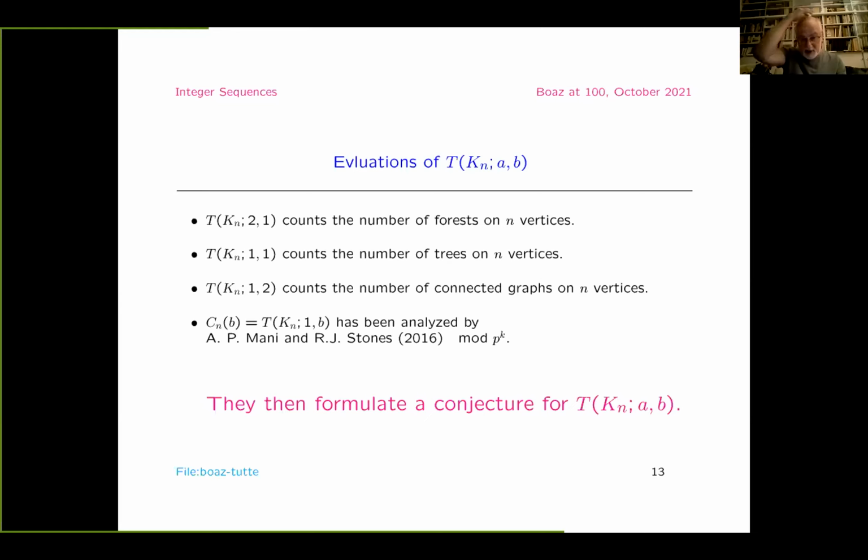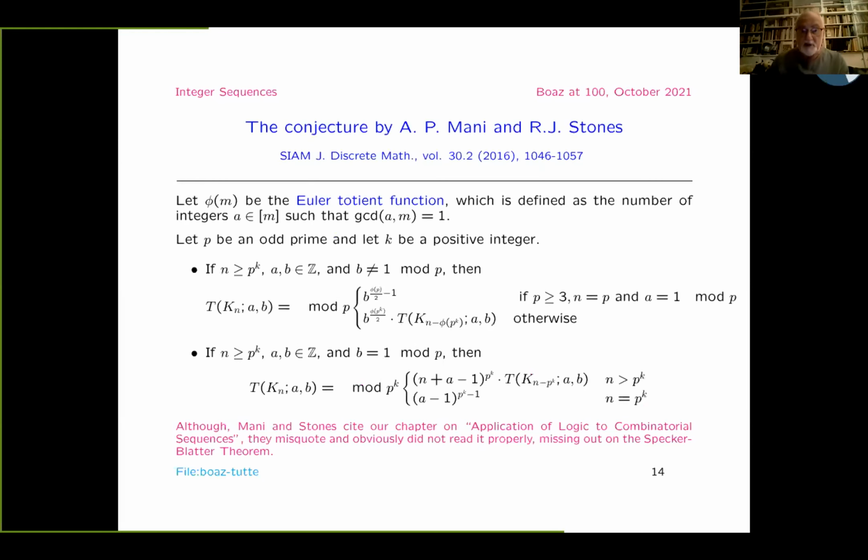I'm not giving their result because it's rather awkward, but after they look at their result, they think they have a guess how the result should look in general for the Tutte polynomial, and indeed they conjecture that the following is true. So they introduce phi of m, the Euler totient function, which is defined as the number of integers a between 1 and m, such that the GCD of a and m equals 1. So let p be an odd prime and let k be a positive integer.